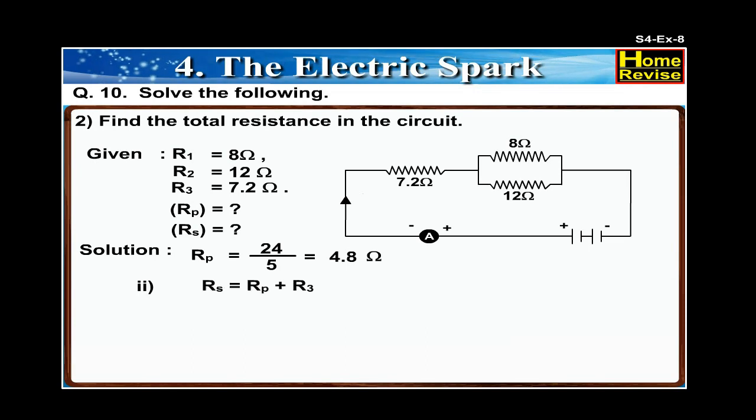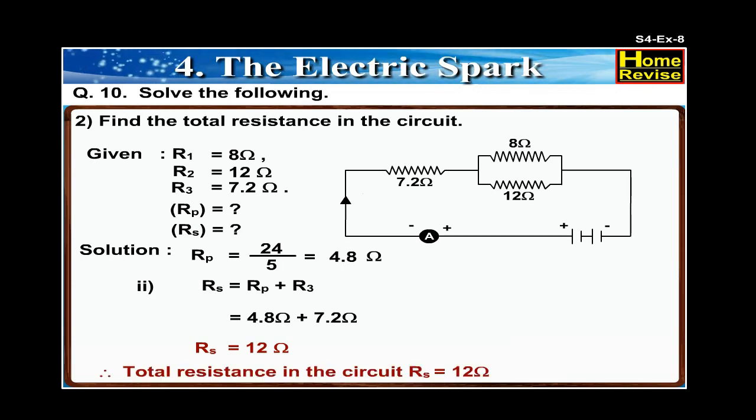Second, Rs is equal to Rp plus R3, which equals 4.8 ohms plus 7.2 ohms. Rs is equal to 12 ohms. Therefore, the answer is the total resistance in the circuit Rs is equal to 12 ohms.